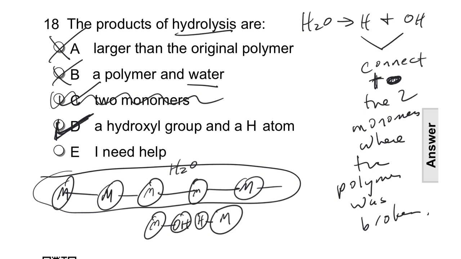When hydrolysis occurs, you'll get not just two monomers, you get two smaller polymers.